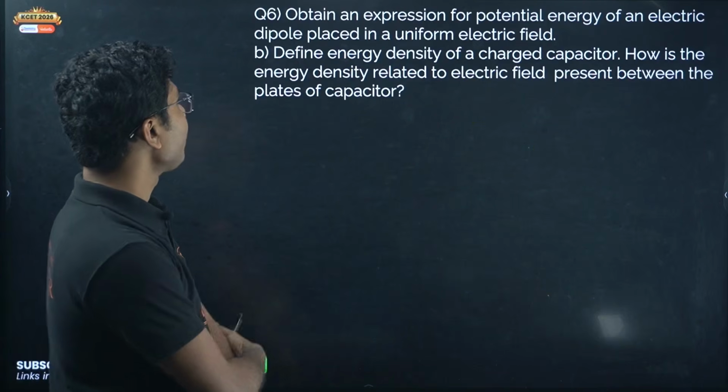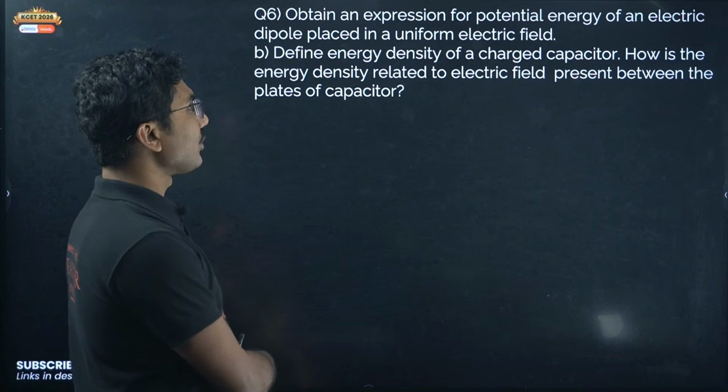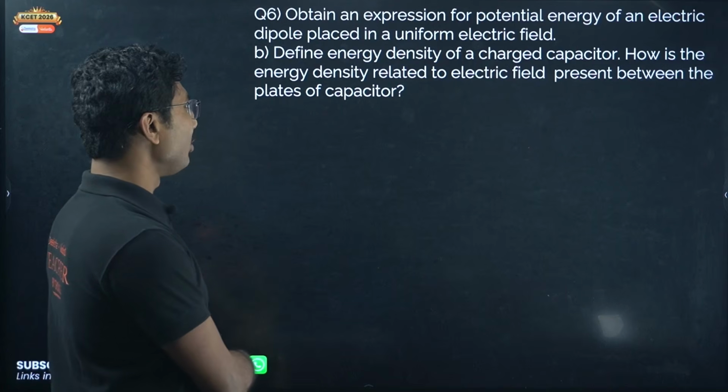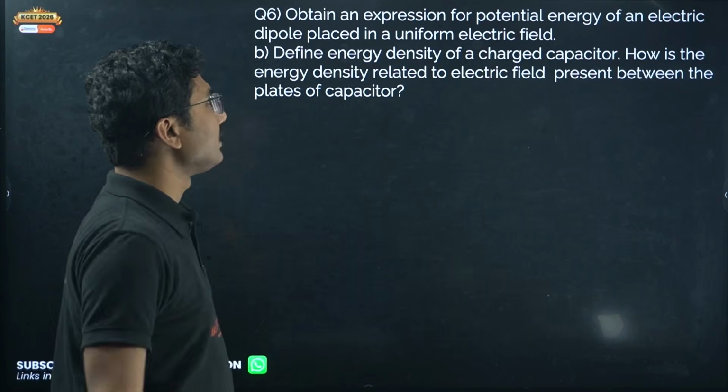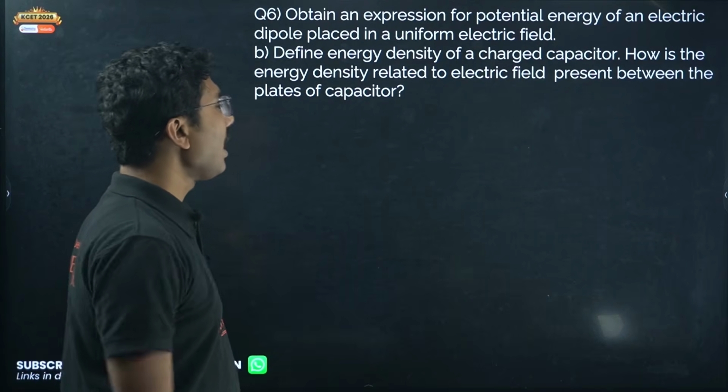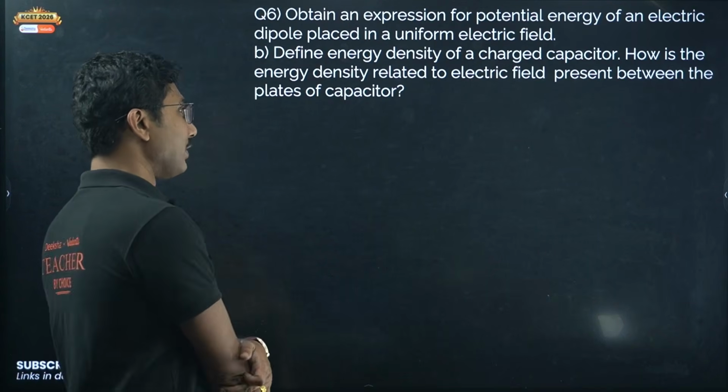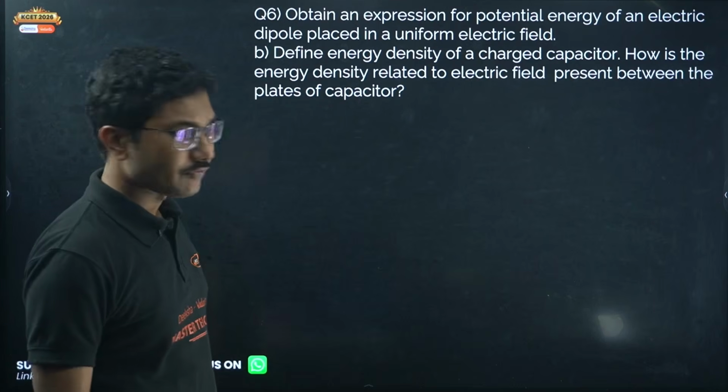Now let's move on. Obtain an expression for potential energy of an electric dipole placed in a uniform electric field. Define the energy density of a charged capacitor. How is energy density related to electric field present between the plates of a capacitor?